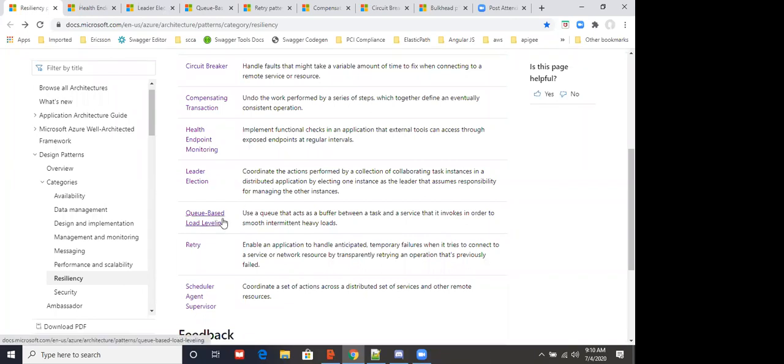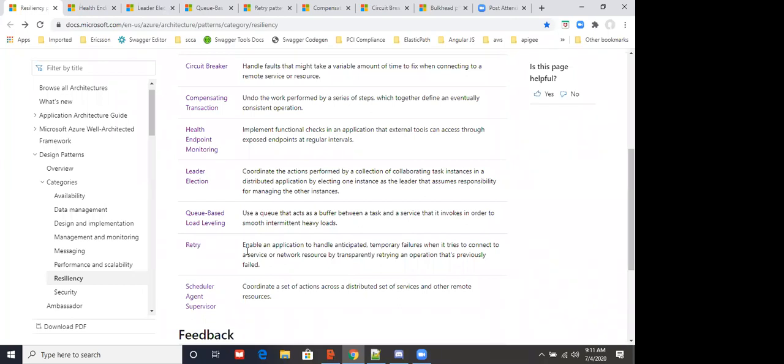Queue-based leveling is a pattern where sometimes you get peak traffic and sometimes less traffic. You generally don't have your systems adapt to that peak load, unless you have on-demand scaling. So having a queue as an intermediate buffer, even if you have peaks, your services can always process the tasks based on their capacity.